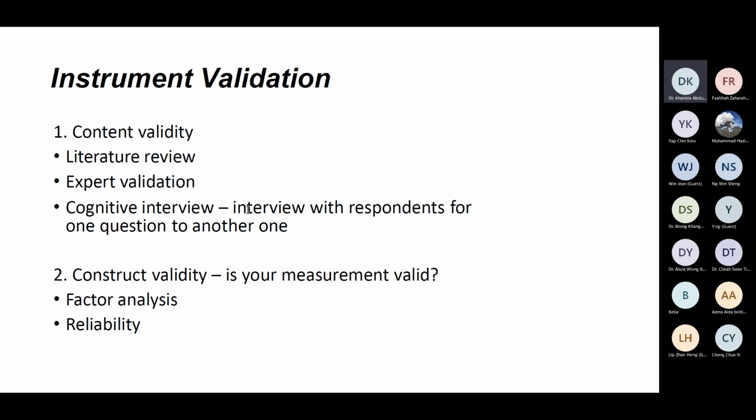Number one is content validity. We need to ensure that all the questions we ask, which at the end of the day form the factors of the research, are based on a good review of the literature. Or you can get validation from an expert. Maybe this professor has already done research on this topic for the past 10 years. He is the expert in this topic, and you can ask the expert to validate your questionnaire. Or use a cognitive interview, an interview with the respondent going from one question to another.